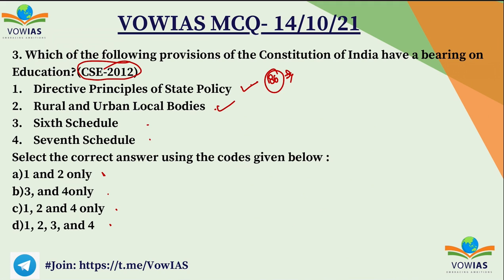With regard to management of the primary and secondary schools, it generally lies with the panchayats. So the second one is also right. And the third one, if you see the 6th schedule and 7th schedule, the important thing is that more rights and more power are being given to the local bodies. So the local bodies have provisions related to education, where they can manage the primary schools and construct as well. So the 6th and 7th schedule also have provisions related to education. So D, 1, 2, 3 and 4, is the correct answer.